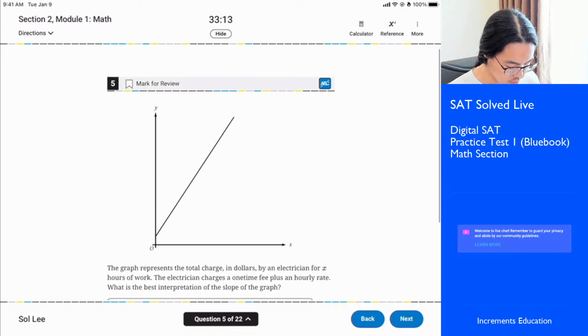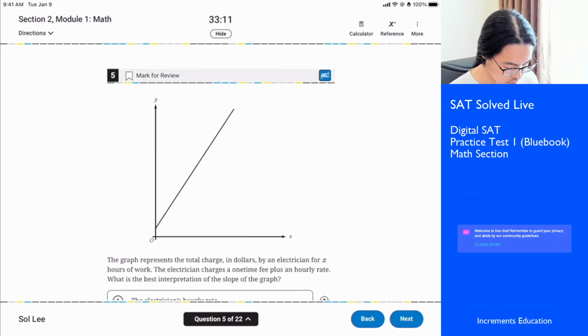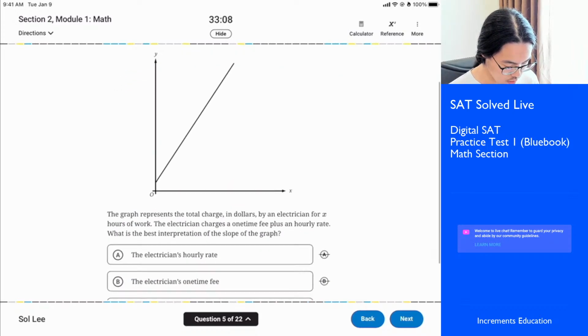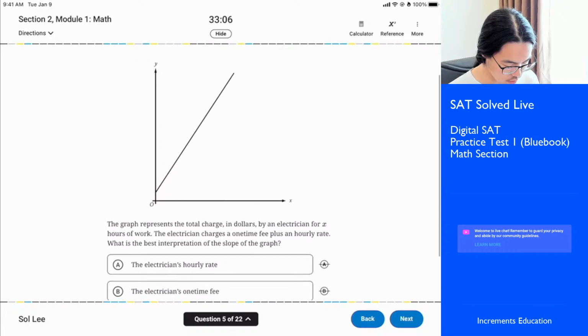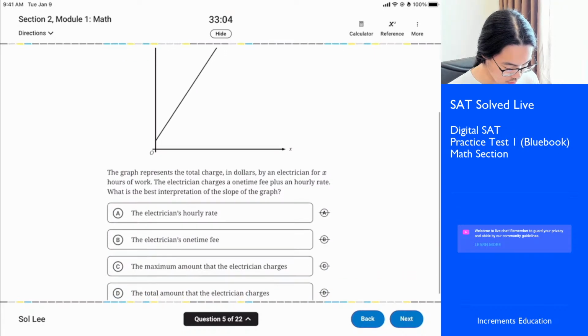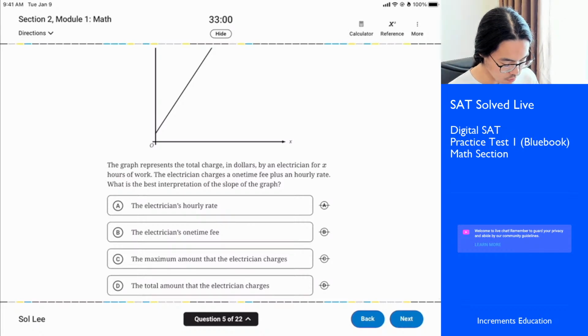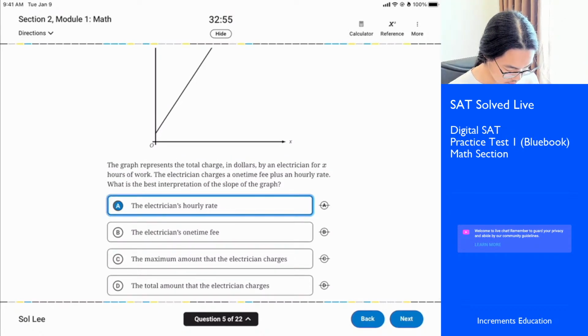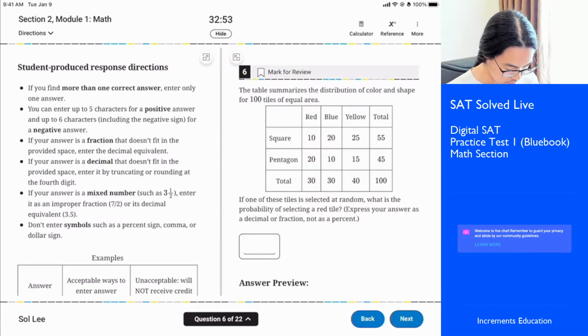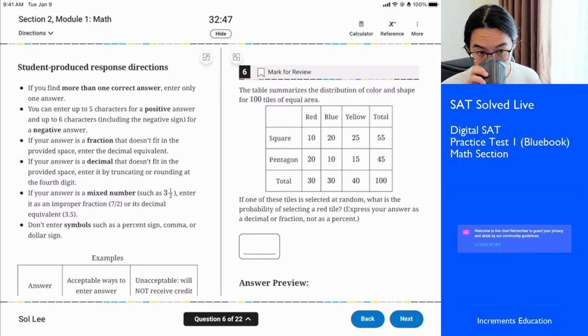The graph represents the total charge in dollars by an electrician for X hours of work, okay. So X is work and Y is price. It charges a one-time fee, and the slope is the hourly rate. Okay. So far, so good. This is the level of math that I'm just comfortable with. I actually don't even know how many questions. There's 22 questions, I see.